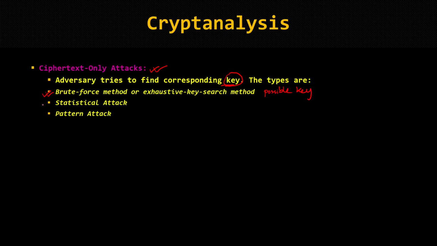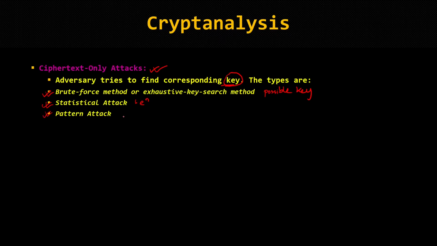Next is the statistical attack. Now there are some properties in language which the attackers can take advantage of. Say for example, the letter E has the highest frequency of occurring in the English language. So taking advantage of these properties of any language, adversaries can launch this statistical attack. Again, in the ciphertext, there might be some patterns.